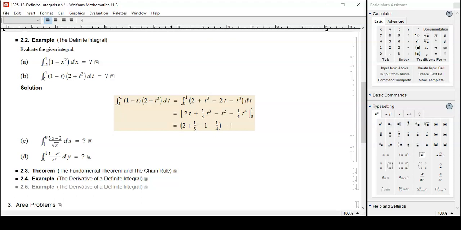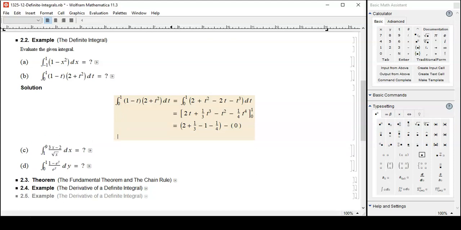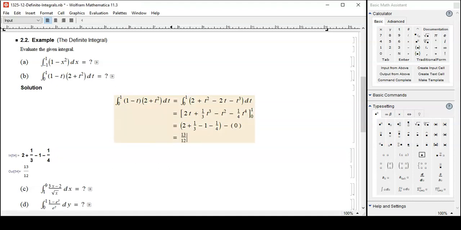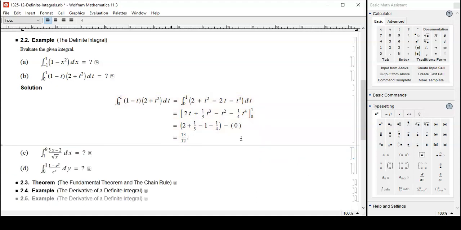That's what we get. And plug in t equals 0. Oh, that's even easier. Everything is 0. So if you calculate everything and punch this into the calculator, let's see what I get. 13/12. Okay, that's the answer. That's how you do this kind of computation.